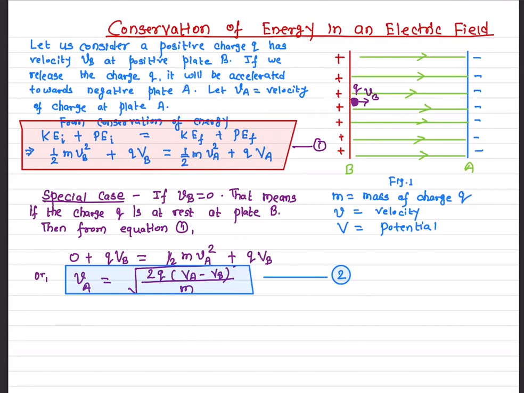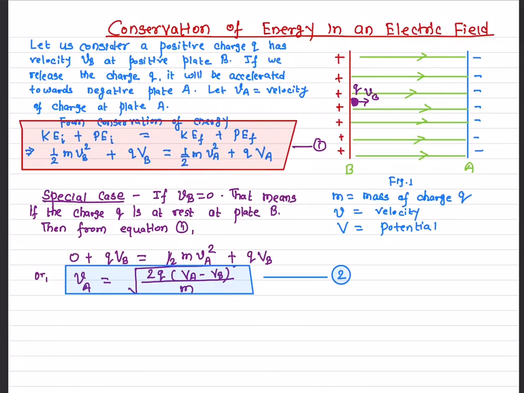In this video, I'll be talking about conservation of energy in an electric field. If you have a charged particle in an electric field, the total energy of the charged particle in that field is always constant, it cannot change. Or in other words, the total energy for an isolated system is always constant.